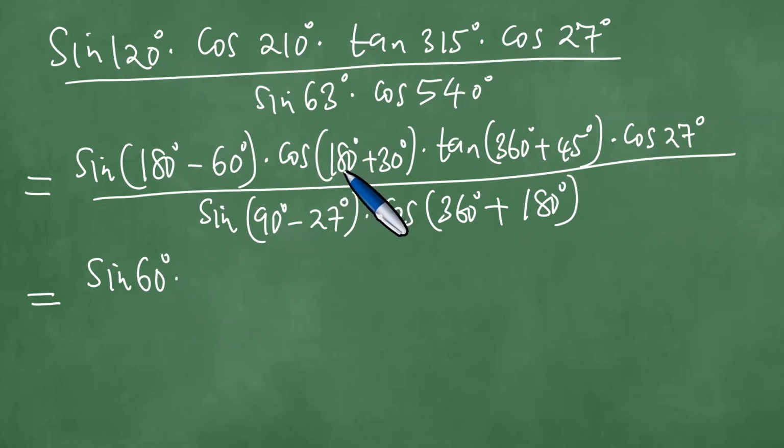In which quadrant is 180 plus 30? 180 plus 30 is in the third quadrant. In the third quadrant, only the tan is positive, and therefore the cosine is negative. So negative, you copy cosine and the angle.